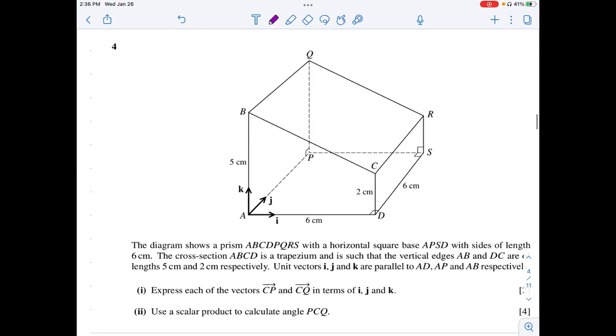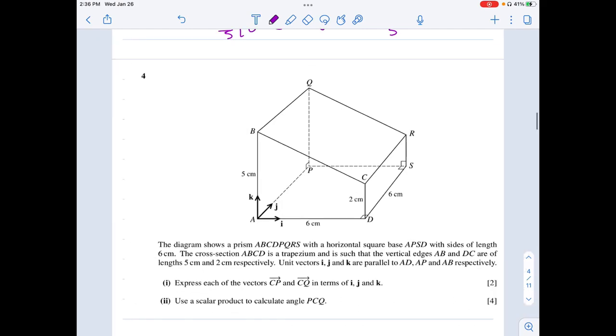Now coming to question number 4. The diagram shows the prism ABCDPQRS with a horizontal square APSD with sides 6 centimeters. The cross section ABCD is a trapezium such that the vertical edges AB and CD are of lengths 5 centimeters and 2 centimeters respectively. Unit vectors i, j, k are parallel to AD, AP and AB. Express the vectors CP and CQ in terms of i, j, k.